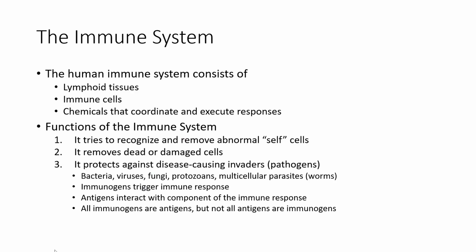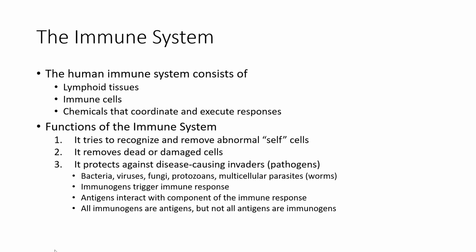The immune system consists of three parts: our lymphoid tissue, our immune cells, and the chemicals that coordinate and execute those responses. And these three parts work together to satisfy and complete the functions of our immune system, which are chiefly first to remove and recognize abnormal cells. So any cell that is no longer functioning within its normal cell cycle, the body needs to identify it and remove it. And that's the function of the immune system.